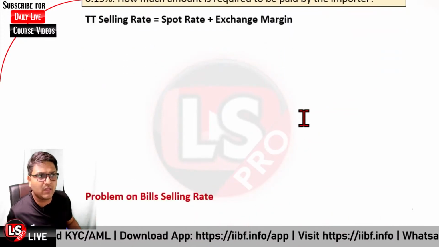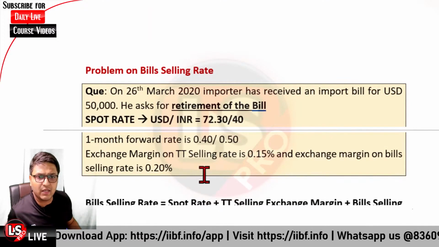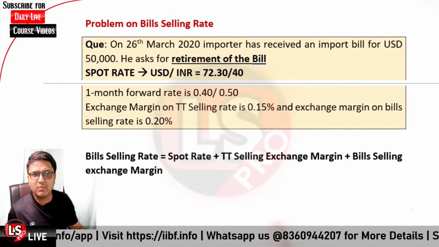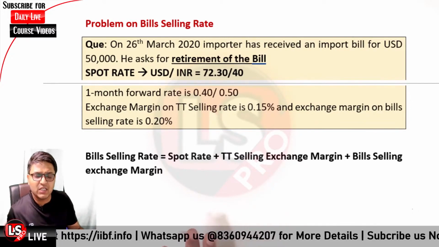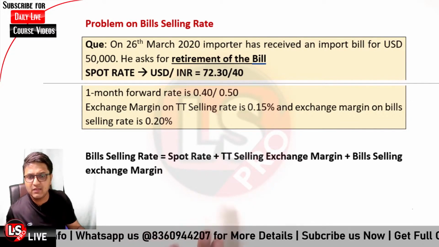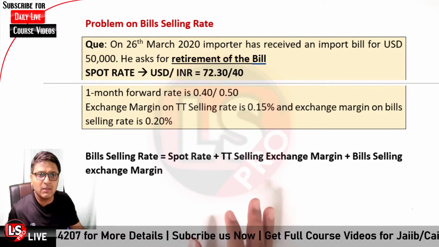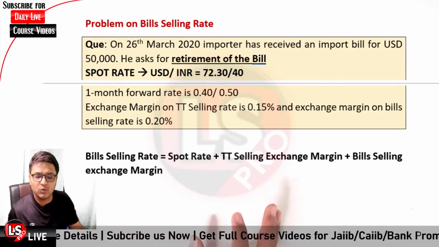Now we will be covering the problem on bills selling rate. What happens in the case of the bills selling rate? It is basically a scenario where you are to retire an import bill.